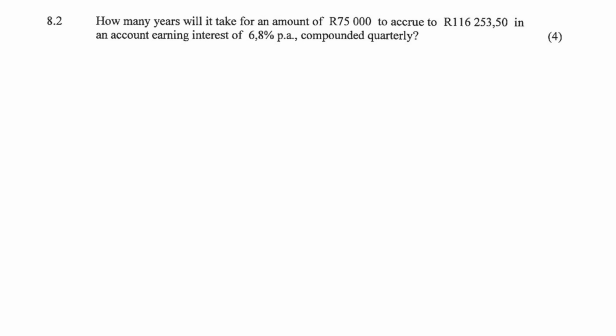Remember, you need to be able to identify whether we are busy with a grade 12 question or a grade 11 question. A grade 12 question is one where we have an annuity, where someone is putting money into an account on a regular basis, like 500 Rand every single month, or something like that. Okay, this is just a grade 11 question. So it says, how many years would it take for this amount of money to become this amount of money in compounding quarterly? So it's just a normal compound interest formula from grade 11, so we just use that.